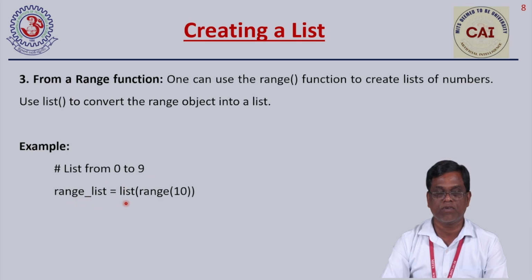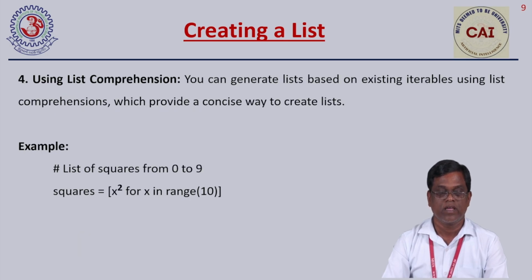So I want to create a list with the values from 0 to 9. Here you can observe the example. range list is equal to list of, and in the place of the argument, I am going to provide the range of the particular value that is needed. So I gave range of 10. So what will happen is, the list will be created starting from 0 and going up to 9, excluding the maximum value that we represented here. So the output will be created like this, with the list of values 0, 1, 2, 3 up to 9.